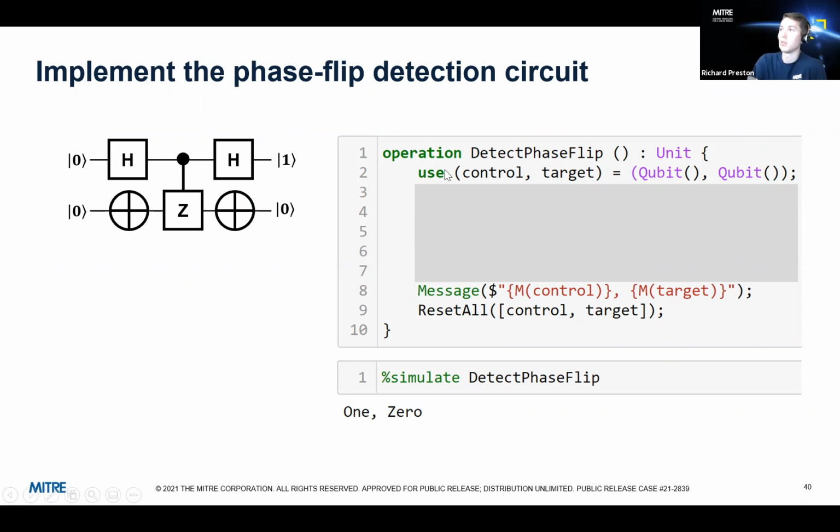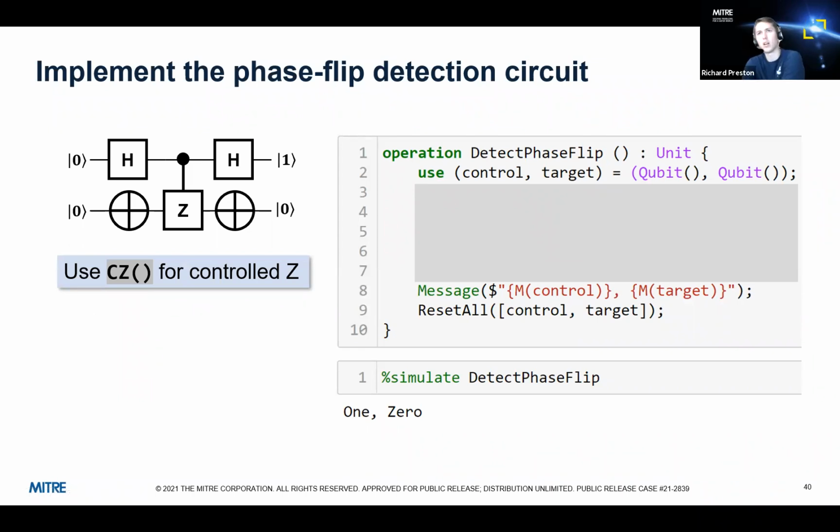You're going to allocate control and target qubit, but then figure out how to apply H to the control, X to the target. You're going to do control Z. Oh, you can use CZ for control Z. It works like CNOT. I'm pretty sure you can do CX as well. I think that's something in Q sharp for CNOT. But yeah, your goal is to get this output 1, 0, just like we saw in the example.